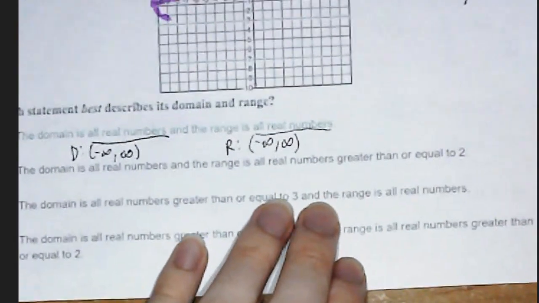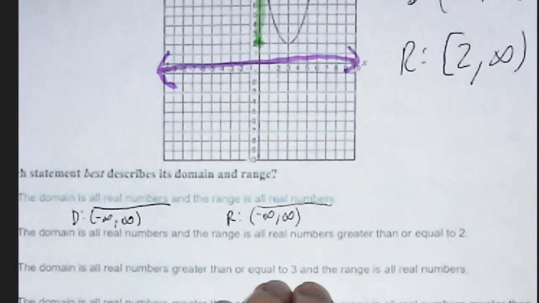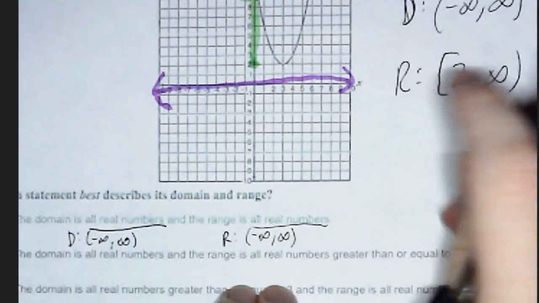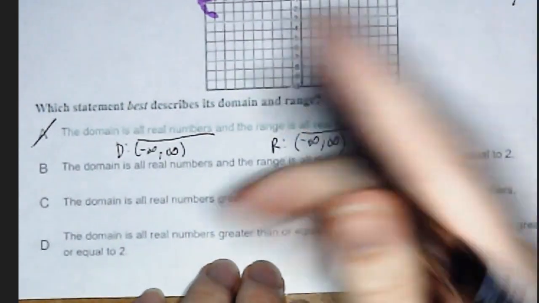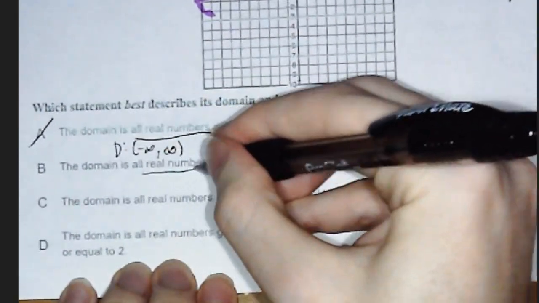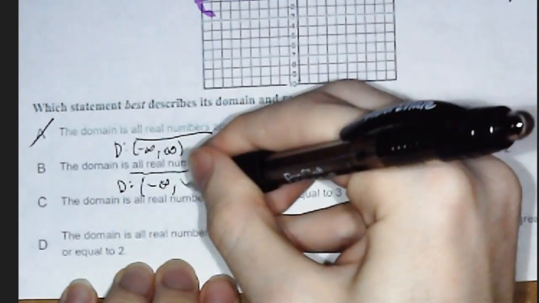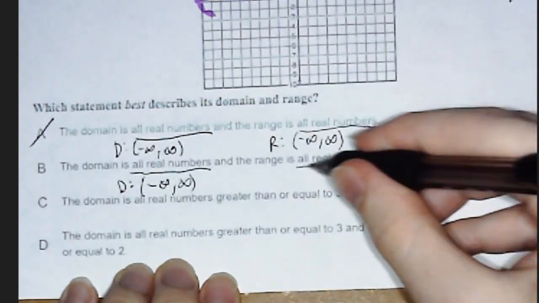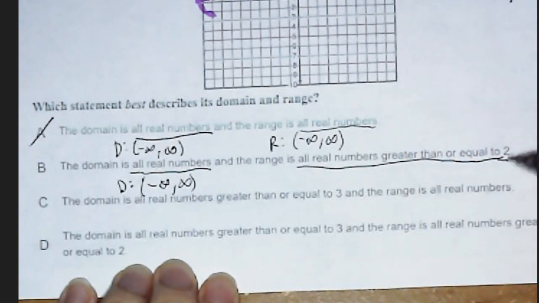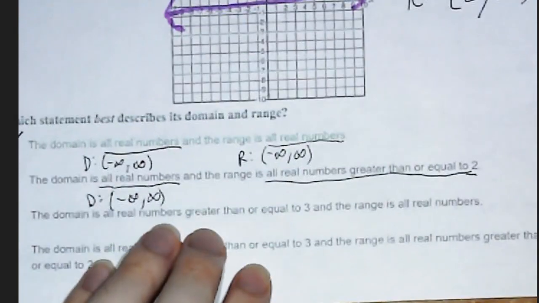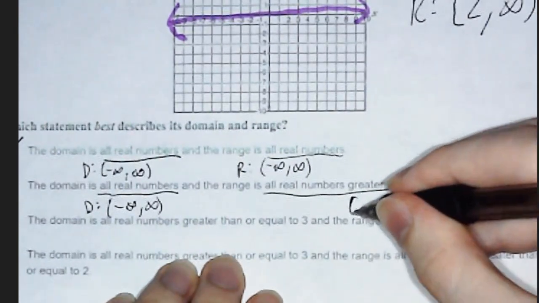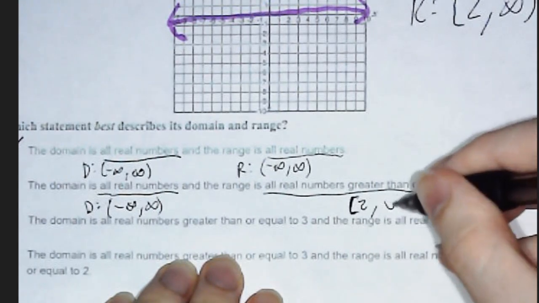So we need to figure out which answer choice in word form best models our interval notations. Now let's read the next one. The domain is all real numbers. And the range is all real numbers greater than or equal to 2. So that's every number that's at least 2. So that's going to start at 2 and then go all the way up.